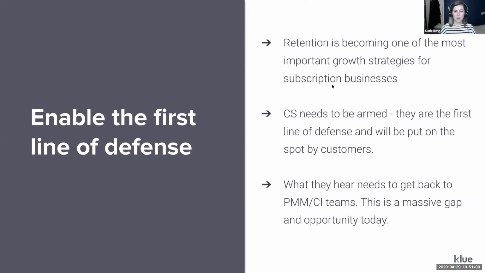And the final point is that there's a huge opportunity. Just like we spend a lot of effort to pull intel from the field, PMM and CI teams need to be getting information from their customer success teams as well. So this is a massive gap, a massive opportunity. Building the relationship with your CS team is really important to get information on our competitors that can help us.